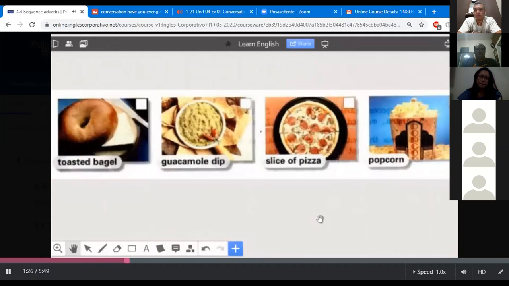A friend from New York City taught me how to make this. First, cut it in half, then toast it. After that, let it cool a little and then spread cream cheese on it. It's really good for breakfast, but you can eat it anytime.